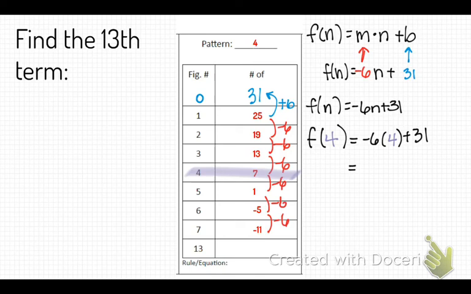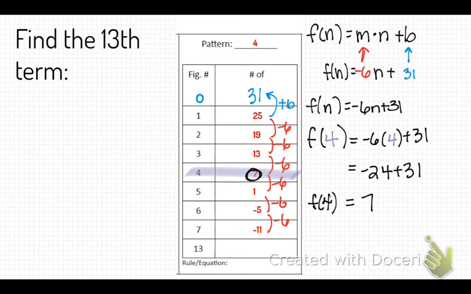What is it? Okay, good. Negative 24 plus 31. What is that? What's negative 24 plus 31? What's 31 minus 24? 7. Is that what my term should have been? Is that what my answer should have been? Is that true? Yes. Is the 4th term 7? Yes.